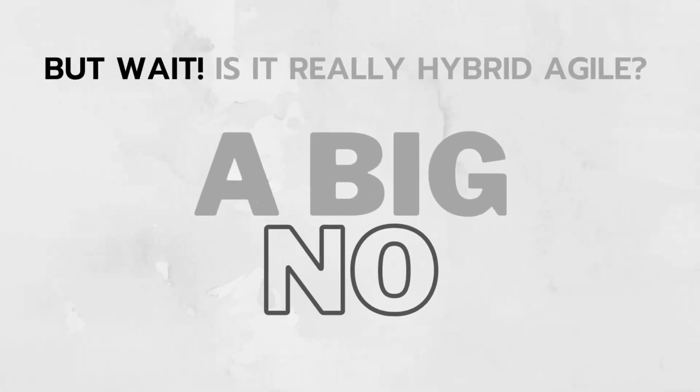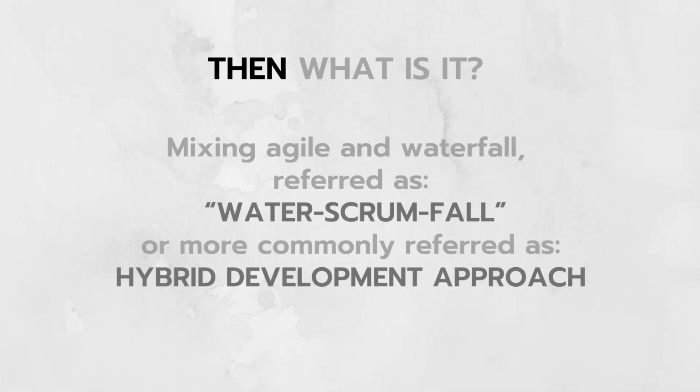But wait, is it really hybrid agile? A big no. This is not hybrid agile. Although the industry refers to it as hybrid agile, it is not. Then what is it? Well, this is a combination of agile and waterfall. It is referred to as water scrum fall, or we also refer to it as a hybrid development approach. This is not a hybrid agile approach, this is a hybrid development approach, wherein we combine two methodologies, the waterfall and the scrum. That makes it a hybrid development approach or water scrum fall.